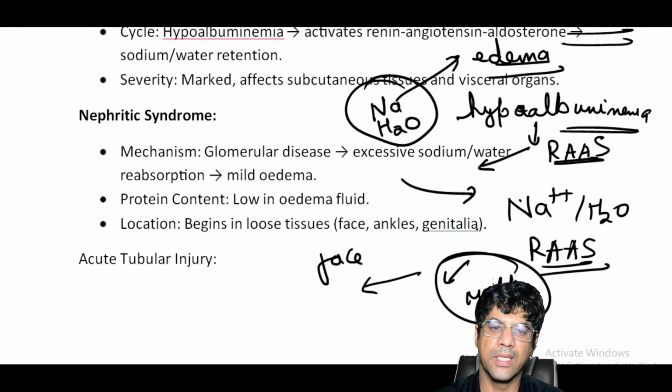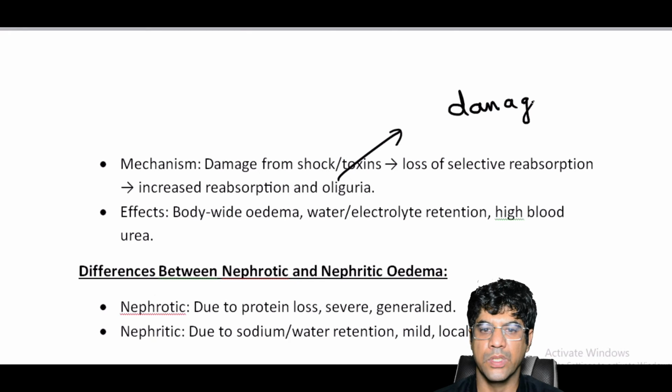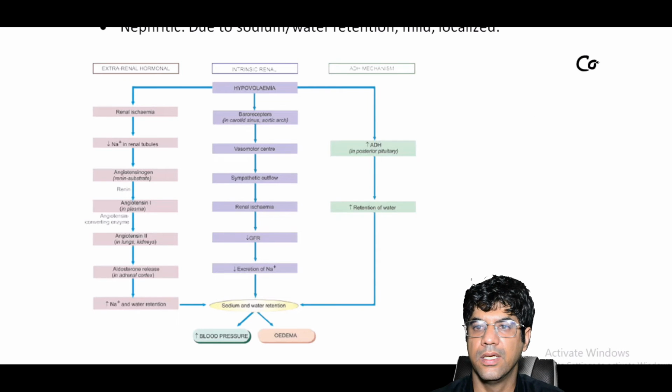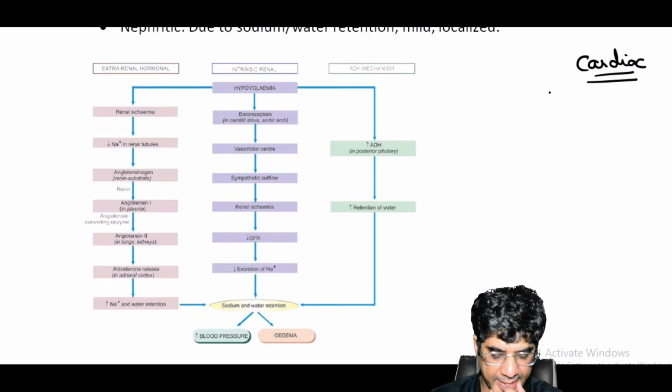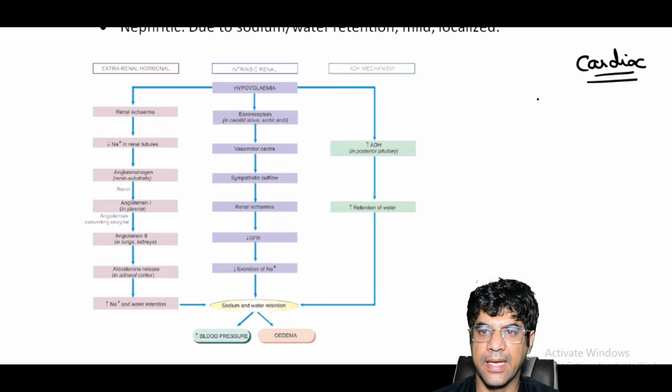The third is edema seen in acute tubular injury. This type of edema occurs when the renal tubules are damaged due to shock or exposure to toxic chemicals. The next is cardiac edema, the swelling that occurs in heart failure, especially right-sided or congestive heart failure.